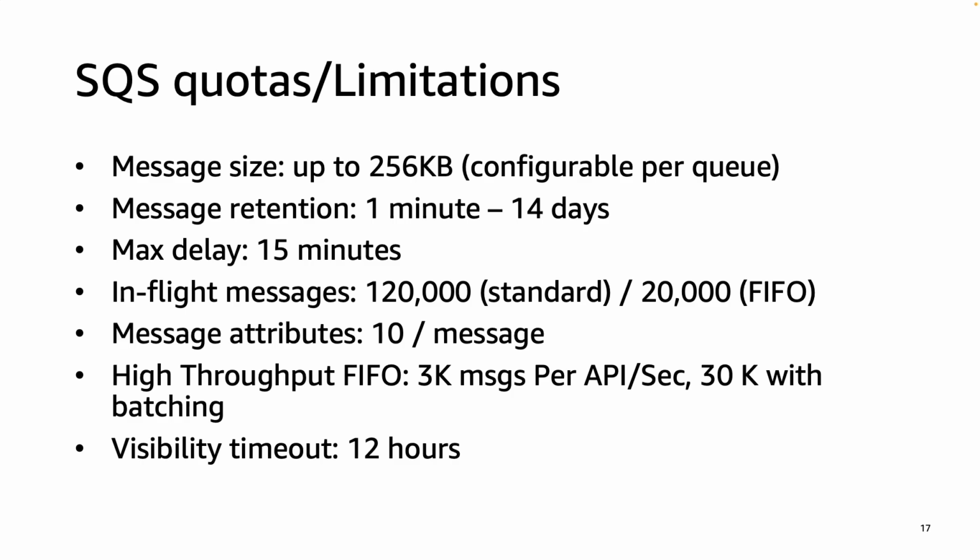The second part is in-flight messages, so the messages in the queue at a given moment. The maximum size for the standard queue is 120,000. For FIFO it is 20,000. Message attributes, in one message, how many attributes you can have in the JSON or in the payload, that's 10. High throughput FIFO, as I mentioned, in the FIFO you can only have 3,000 messages per API per second. With batch, you can increase that up to 30,000.